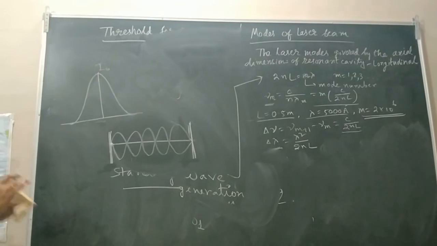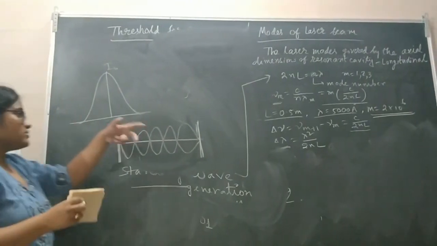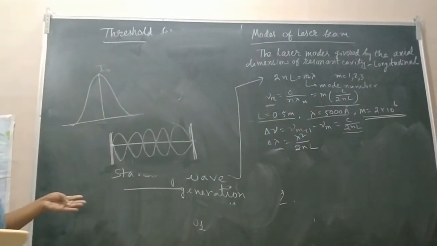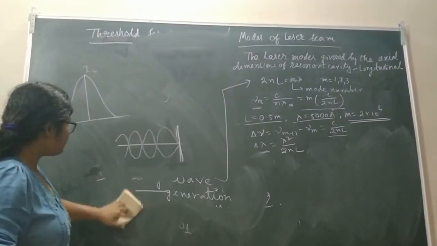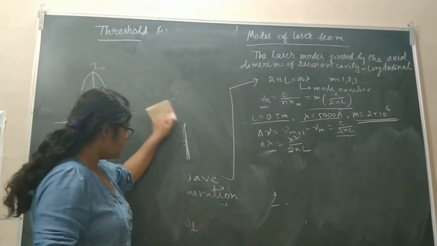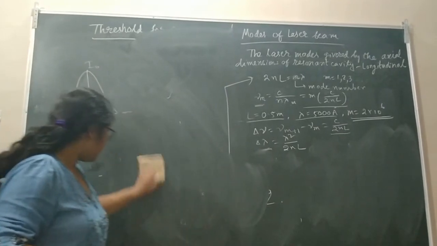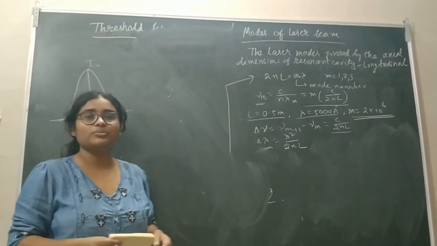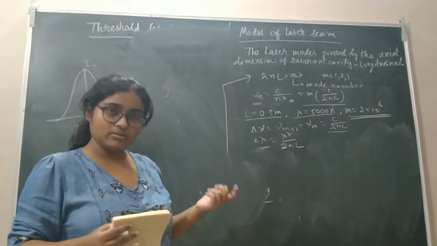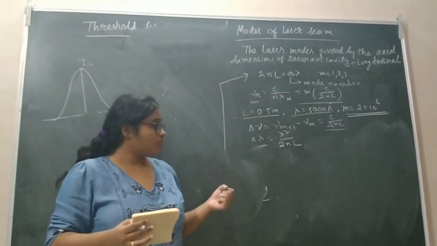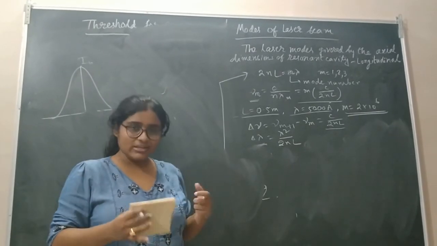So this is the whole physics behind the transverse and longitudinal modes of the laser beam, and the threshold condition for the laser. Hopefully you can understand today's lecture. Next day I will discuss coherence. What do you mean by longitudinal coherence? What do you mean by temporal coherence? So hopefully you understand this video.